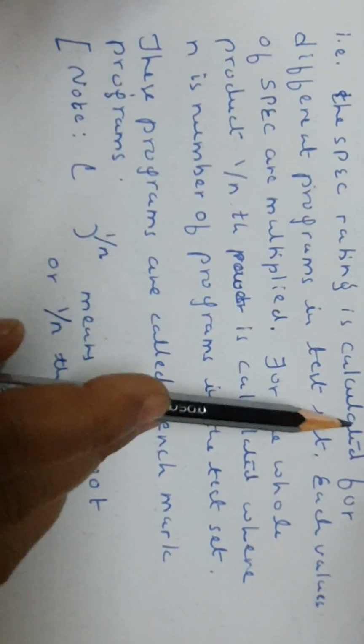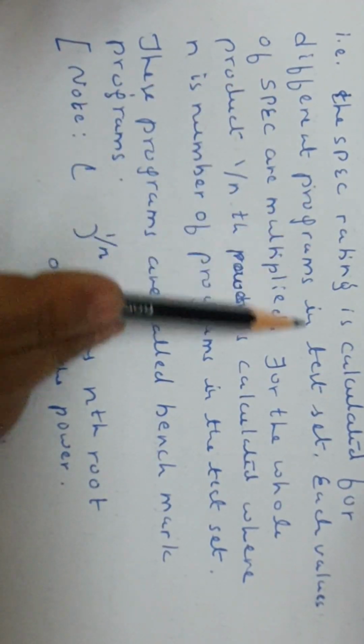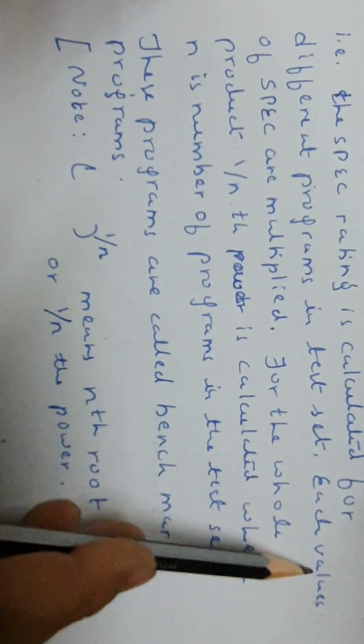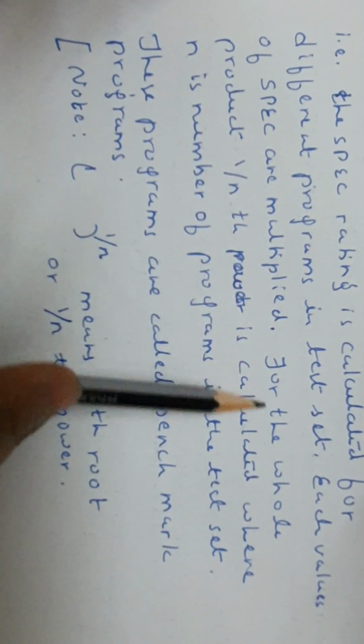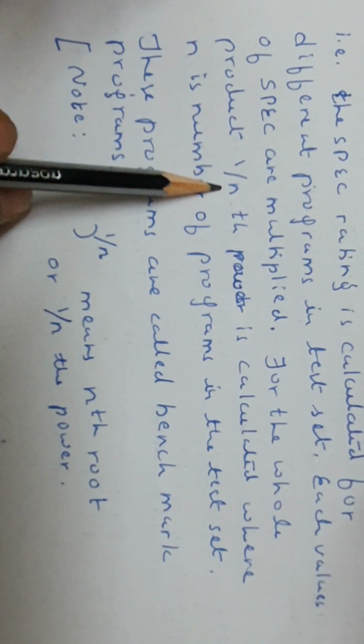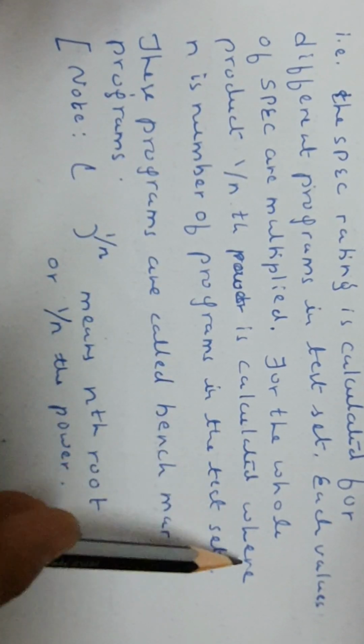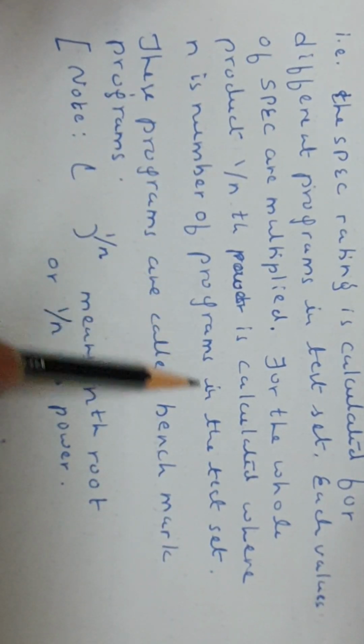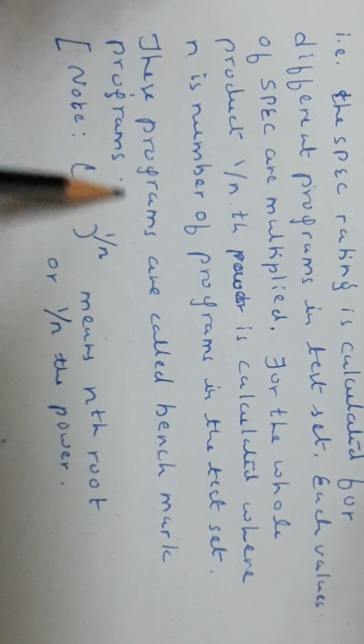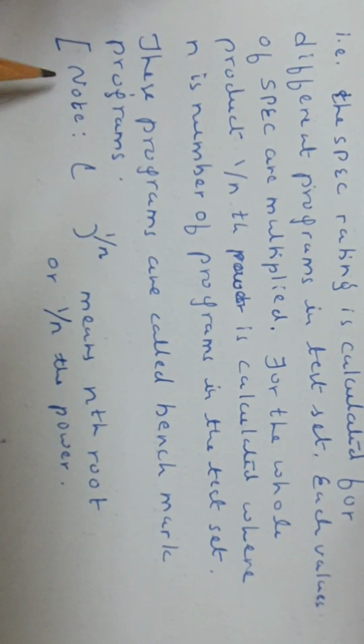That is, the SPEC rating is calculated for different programs in the test set. Each value of SPEC is multiplied. For the whole product, the 1 by nth power is calculated, where n is the number of programs in the test set. These programs are called benchmark programs. Here what is to be noted is that something to the power 1 by n means the nth root of the value obtained has to be calculated. This is all about SPEC rating and overall SPEC rating.